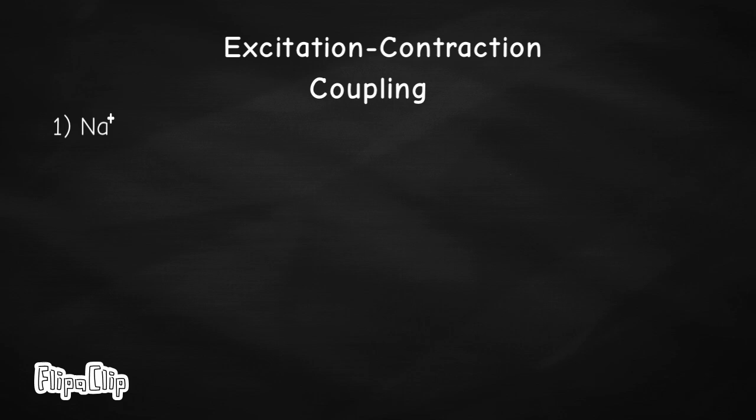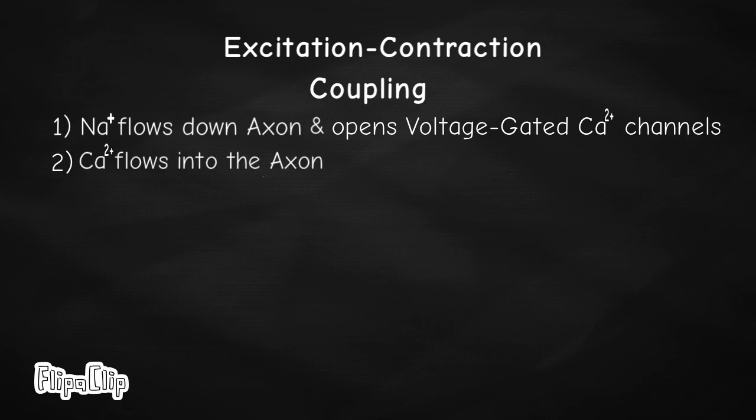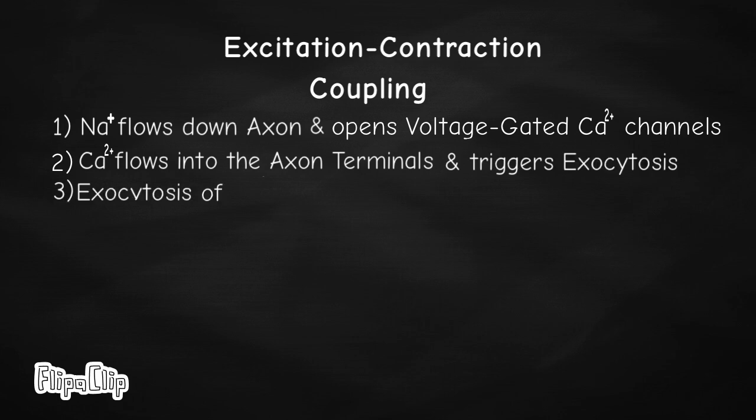So today we're going to be talking about excitation contraction coupling. And there are 10 steps we should remember. First is the flow of sodium down the axon to trigger voltage-gated calcium channels, causing the release of calcium into the axon terminal and triggering exocytosis.